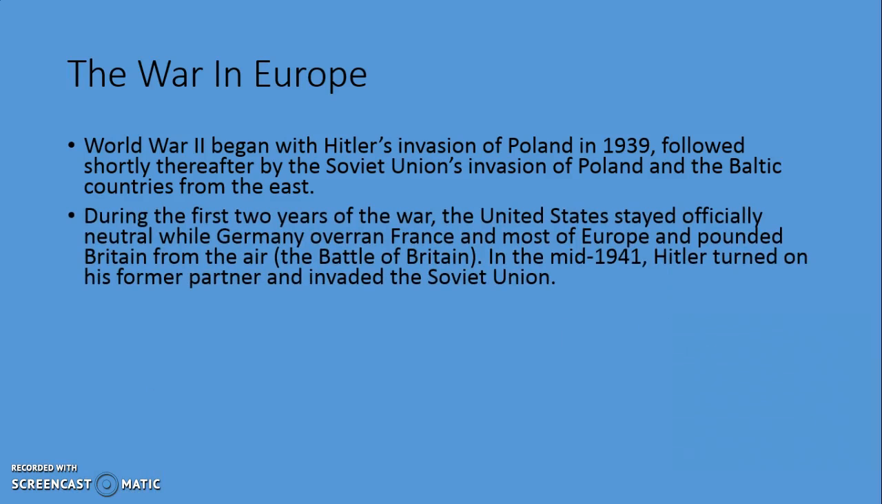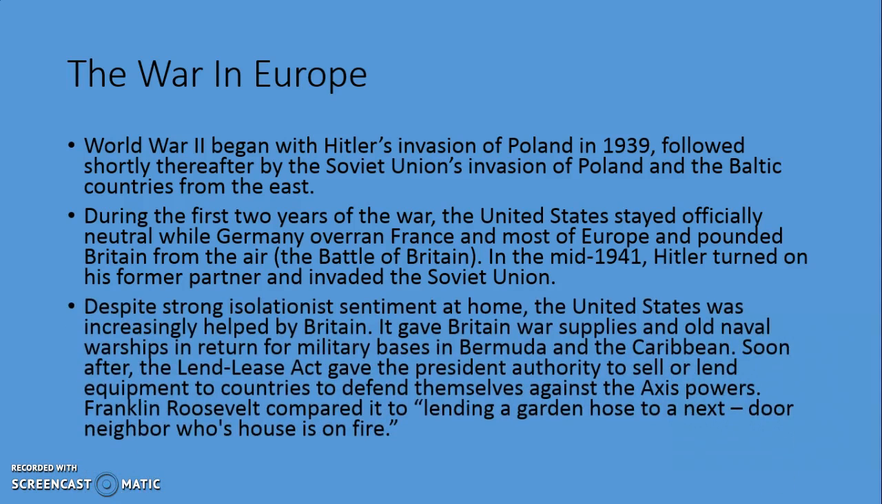During the first 2 years, we officially stay neutral, while Germany completely takes over France, most of Europe, and continuously pounds Britain from the air, called the Battle of Britain. In mid-1941, Hitler is going to go against the Soviet Union, who he had aligned himself with. The Soviet Union joins the allies of Great Britain, France, and eventually the United States.